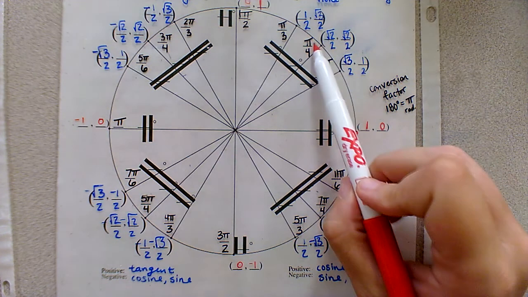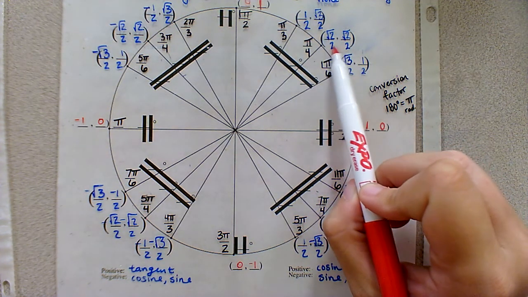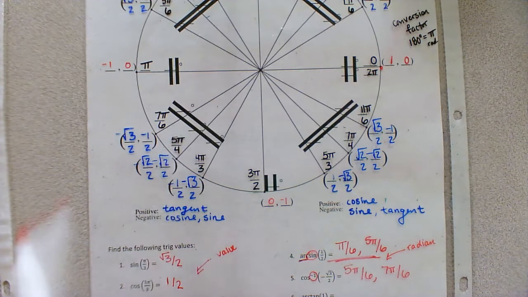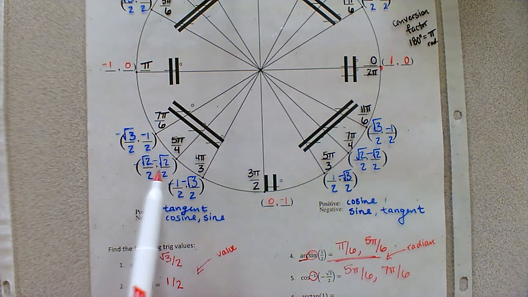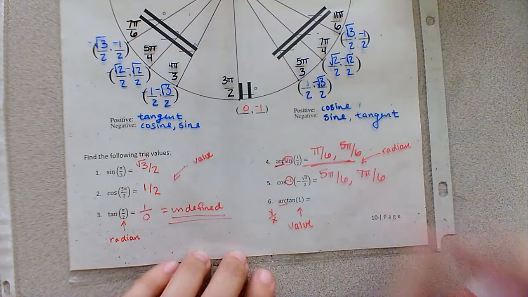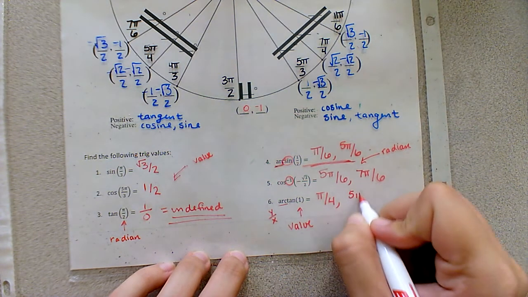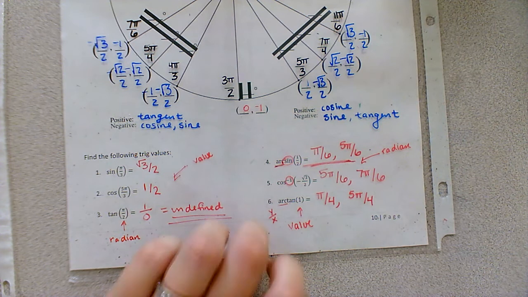Let's see, that looks like it happens at pi over 4, where we have both a positive square root of 2 over 2, and maybe 5 pi over 4, where we have both a negative square root of 2 over 2. So we have two solutions again. We can say pi over 4 and 5 pi over 4.